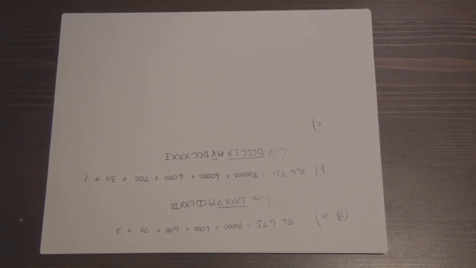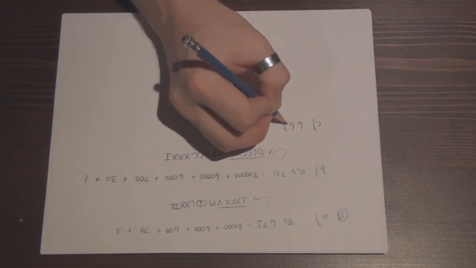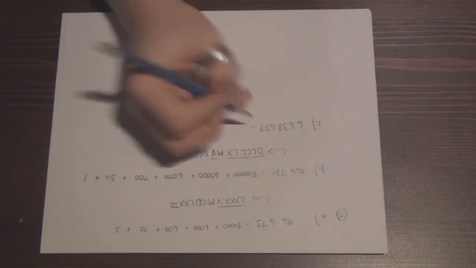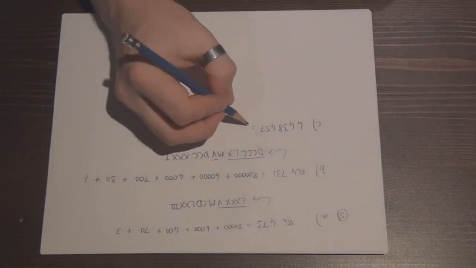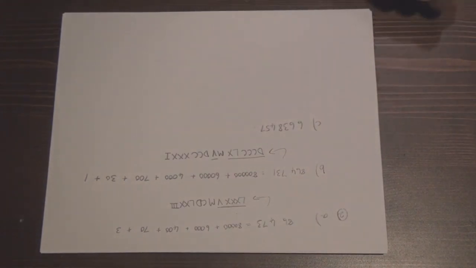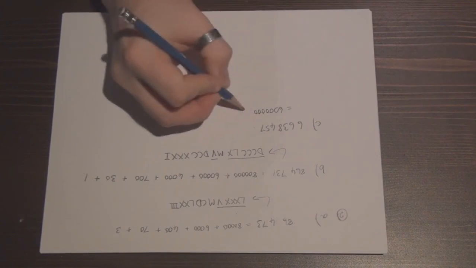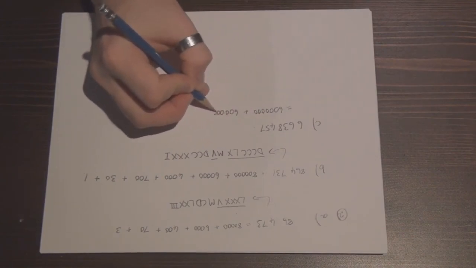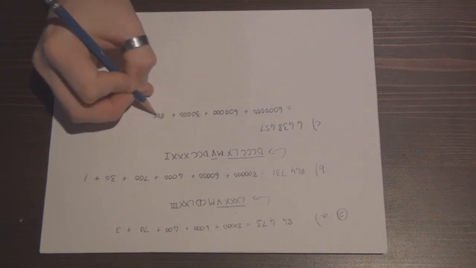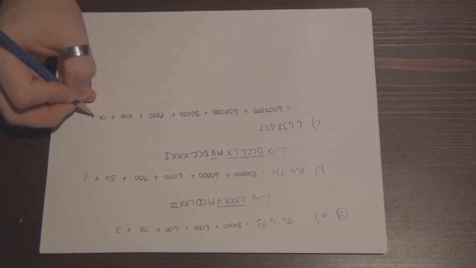C, 6,638,457. All right. I'm just gonna maybe move this down in case I run out of space. I'll do it over here. I have 6,600,000, 30,000, 8,000, 457.